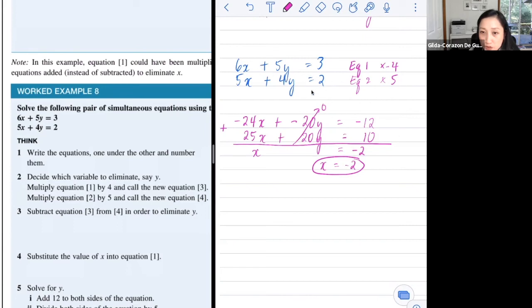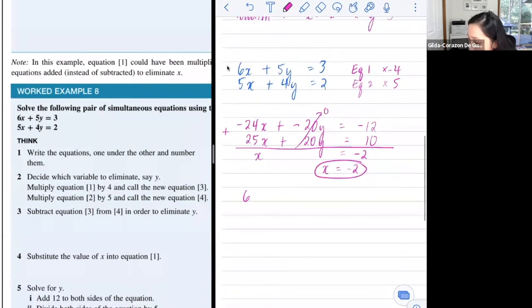You might want to choose any of these. I'll just choose the first equation. So I'll have 6 multiplied by negative 2. Maybe I want to use brackets so I don't confuse myself with minus. And then you've got plus 5y equals 3. 6 times negative 2 is negative 12, plus 5y equals 3.